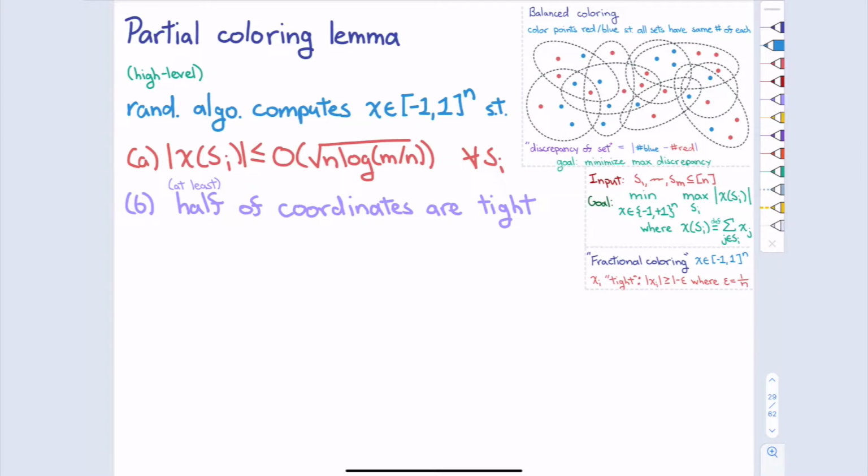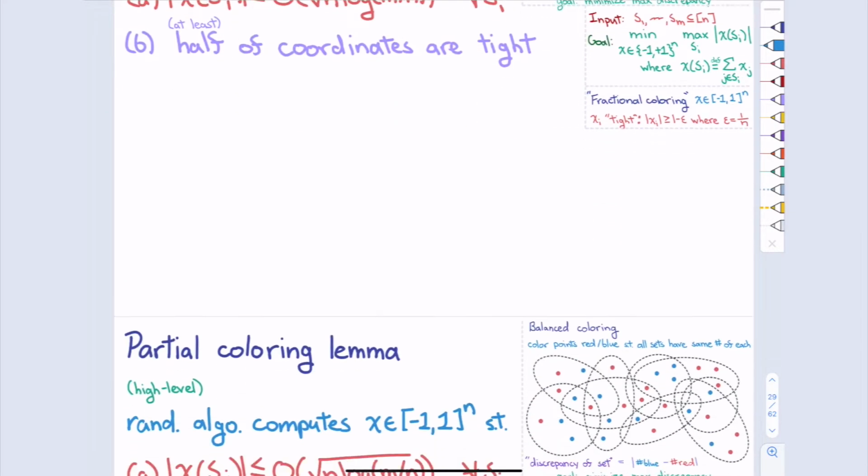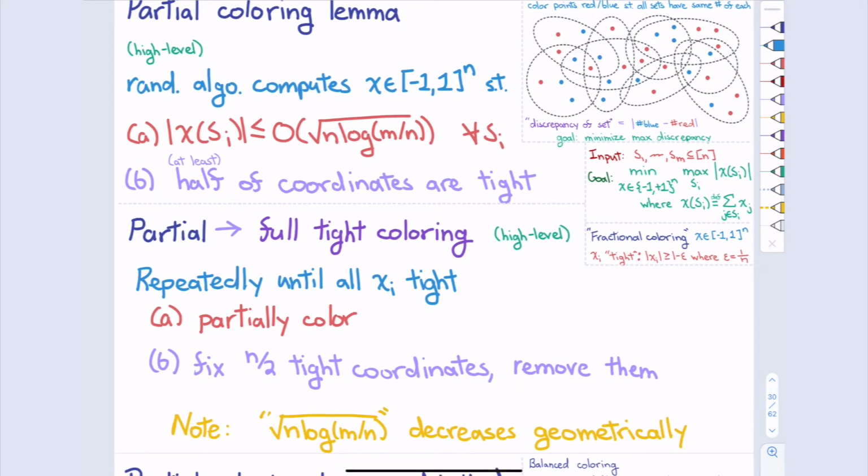And then we're going to take this and get some high level algorithm where we apply this, we color half of them, and then we take those points and roughly take them out of the system. So we fix those colors for those points, take them out of the system, and then try to partially color the rest, and each time decrease the number of points by half. That's basically what's going on. So until we can get all the points tight and removed from the system, I'm going to keep partial coloring, partial coloring, partial coloring.